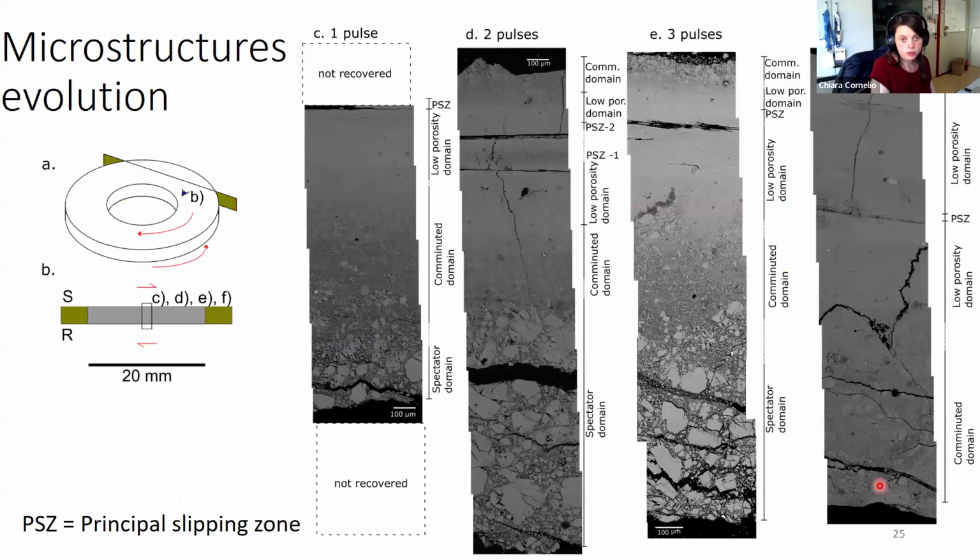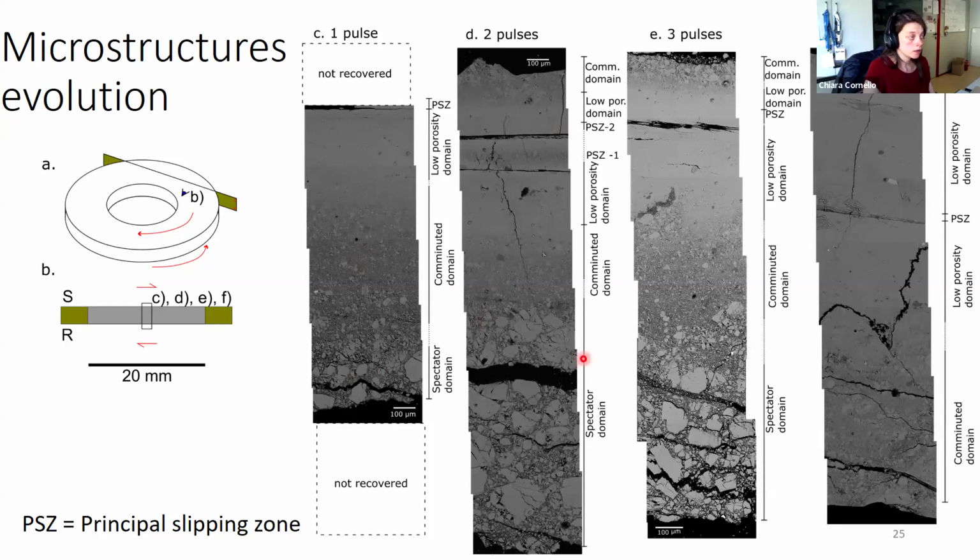Looking at the microstructure, we can also find an explanation of why this is happening, so why, energetically speaking, this material at the end of the third and fourth pulse is similar to the bedrock. If we look at the microstructure, we identify here on the upper part the principal slipping zone. Then there is the sintered domain, the material that has been cooked due to the increase of temperature during the shearing. Then there is the comminution domain, and then what we call the spectator domain, basically a material that is really similar to what we had at the beginning of our experiment.